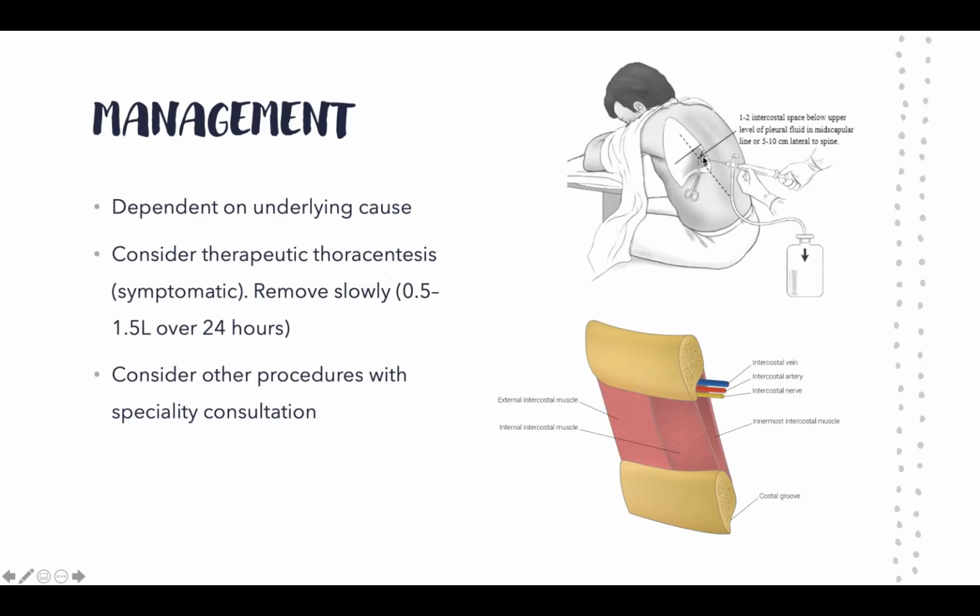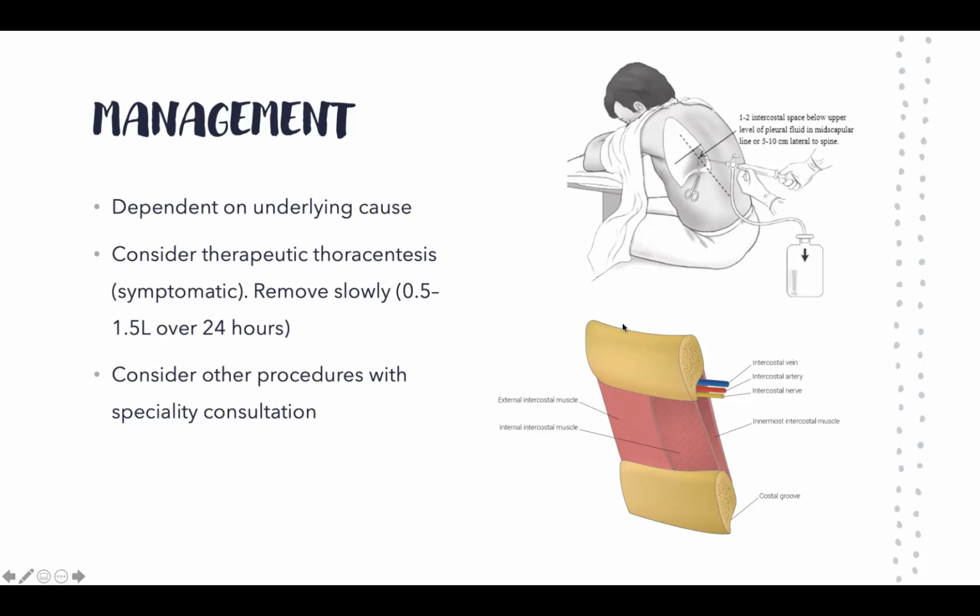So you know how we take a sample to analyze the fluid itself? We can actually take some of that fluid for symptom relief and as a therapeutic measure. As you can see, they aim at the upper border of that effusion. And when we go 1 to 2 intercostal spaces down, we want to be careful not to go too low, as we can actually enter the abdominal cavity instead. So after you go 1 to 2 intercostal spaces, you would aim above the rib.